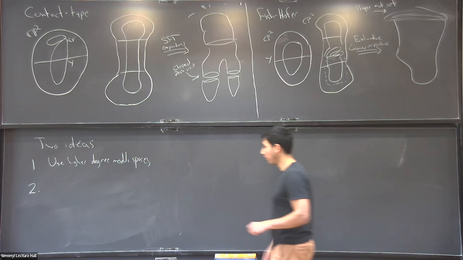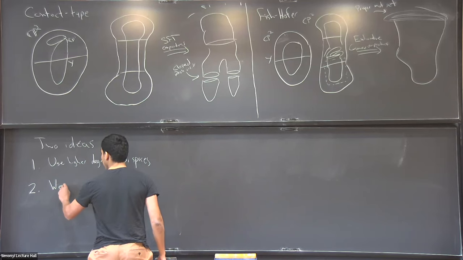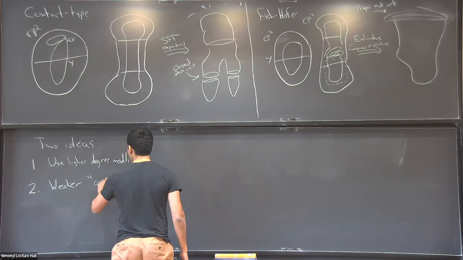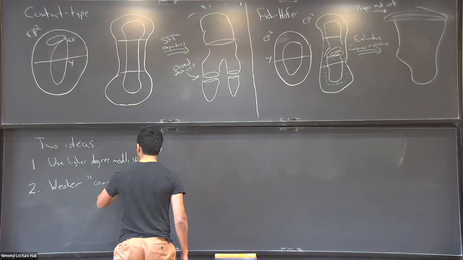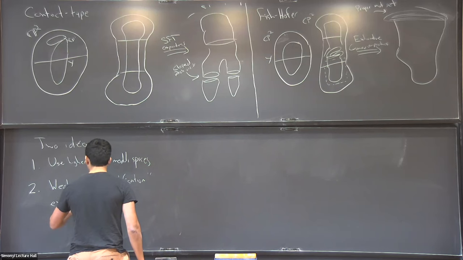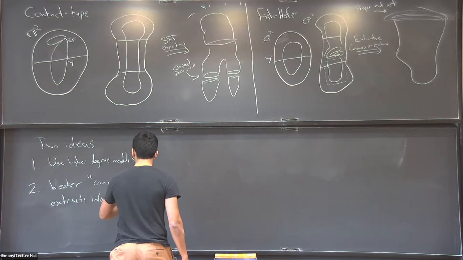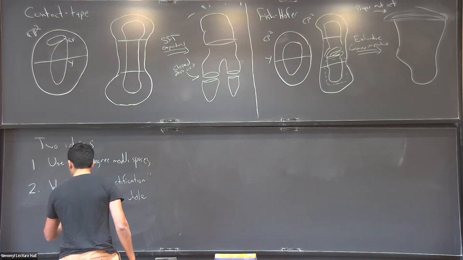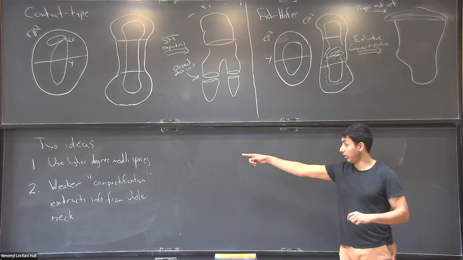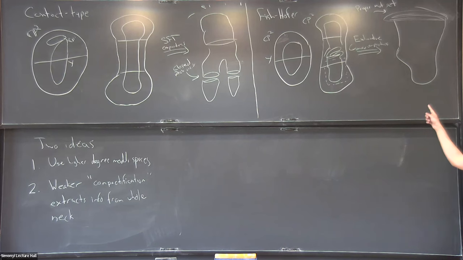So the way that we take a closer look at it is, I'm going to summarize it as we use a much weaker compactification, which extracts information from the whole neck. Okay, so I'll try to elaborate on one and two in a sec. But does anybody have any questions so far, at least about this setup?